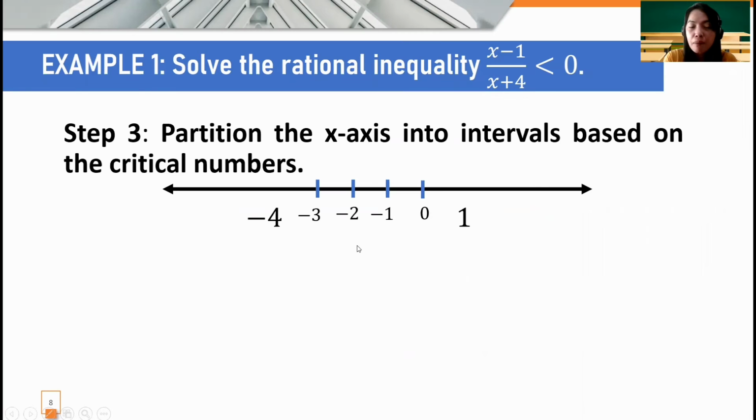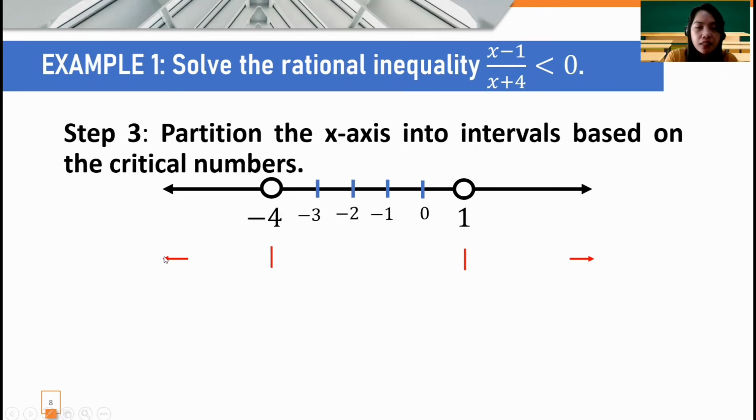So ngayon, paano natin malalaman kung ano ba yung gagamitin natin sa tapat ng negative 4 at positive 1. Kung ito ba ay lalagay natin sa number line ng open circle or shaded circle. Since na ang given sa rational inequality, ang symbol na nandito ay less than, so ang gagamitin natin ay open circle. Ibig sabihin, yung negative 4 at positive 1 ay hindi included sa magiging posibleng solution set.